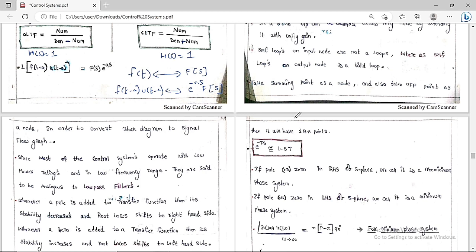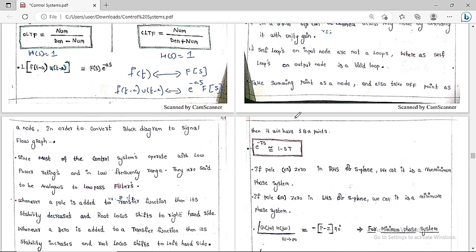If we consider these two things, then we are going to convert the block diagram to the signal flow graph. Therefore, we have to assume the summing point as a node as well as the takeoff point as a node. By this we convert the block diagram into a signal flow graph.